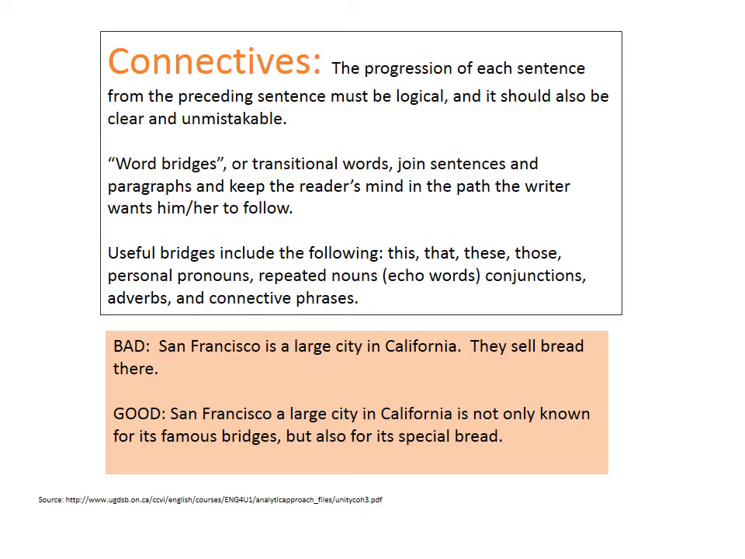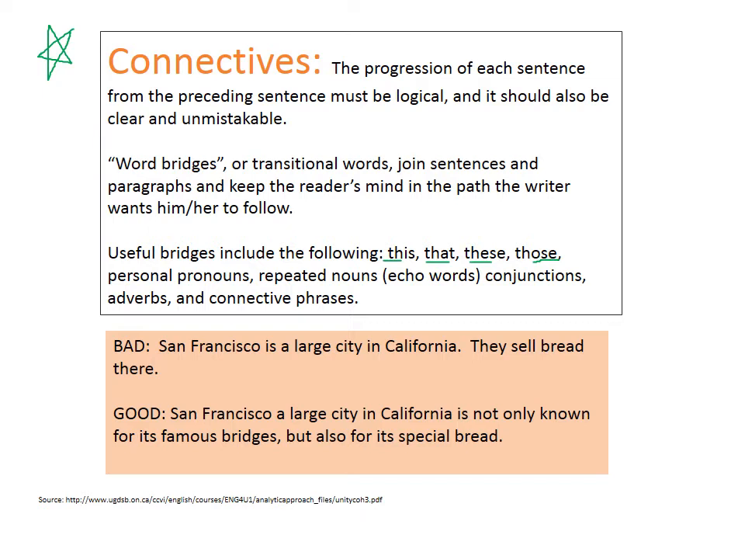All right, here's another really important one, connectives. The progression of each sentence from the preceding one, the one that came before it, must be logical, and it should also be clear and unmistakable. Again, this is one of the problems that I see most often in essays. Word bridges or transitional words join sentences and paragraphs and keep the reader's mind in the path the writer wants him or her to follow. Useful bridges include the following: this, that, these, those, personal pronouns, repeated nouns, conjunctions, adverbs, and connective phrases.